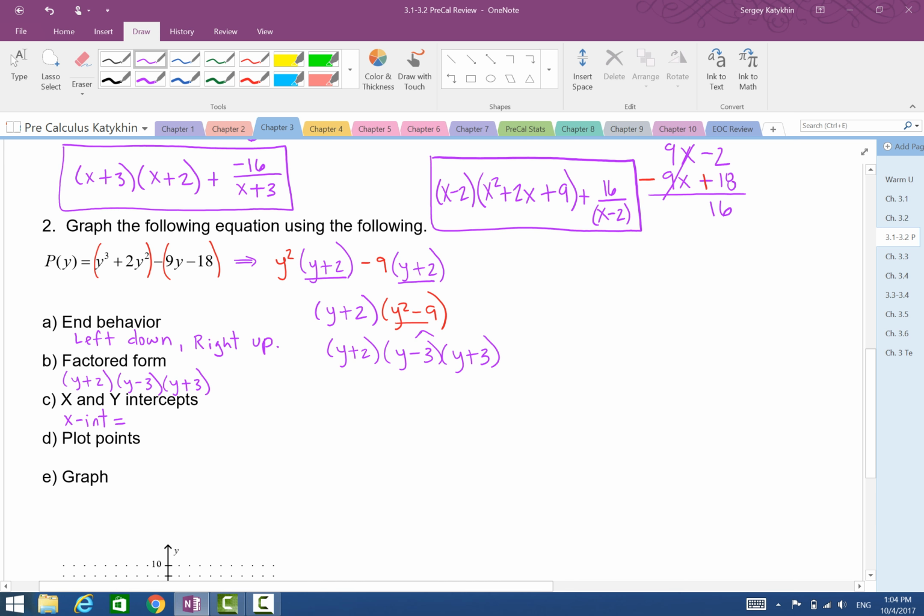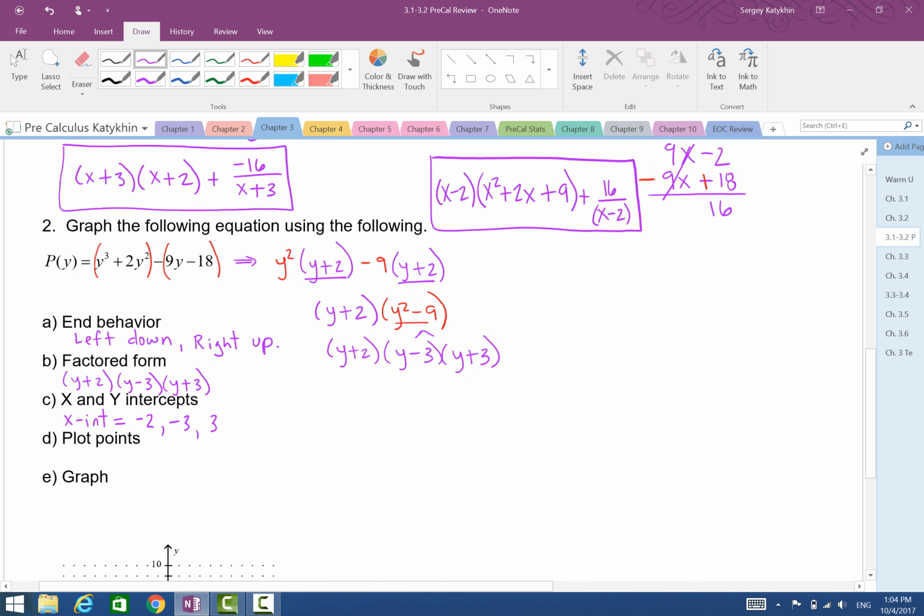So again, just because we changed the variable here does not mean the problem gets changed in terms of which is x and which is y. So our x-intercepts are going to be these factors here that are set equal to 0. So y plus 2, when we solve for that, we get negative 2. Then y plus 3, when we solve for that, we get negative 3. And y minus 3 will give us positive 3. So that's going to be my x-intercepts.